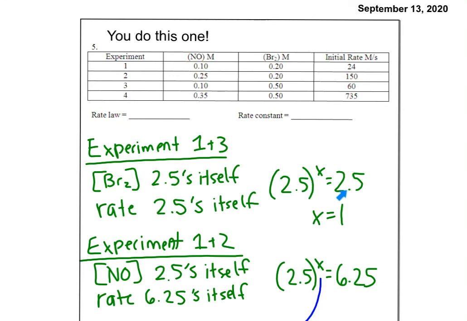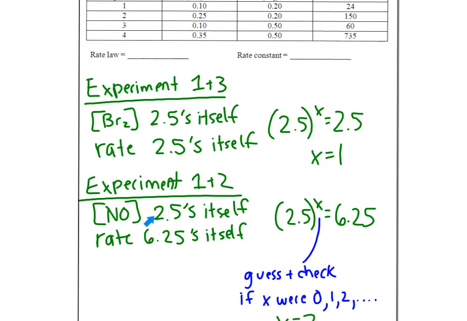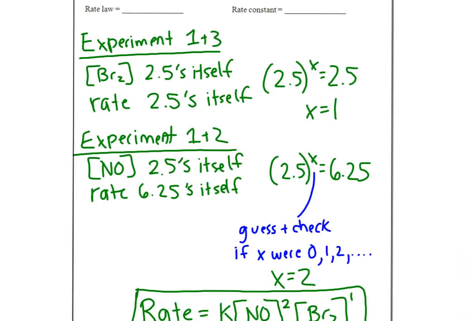So 2.5 to the x equals 2.5, that's 1. The next one, experiments 1 and 2, is a little trickier because this guy, NO, goes up 2.5 times, but the rate goes up 6.25 times between experiments 1 and 2. So we're going to take 2.5 to the x equals 6.25. Well, how am I supposed to know what that is? Obviously, I know 3 squared is 9 and 2 squared is 4, but this one's not so obvious. We'll just do a little guess and check.